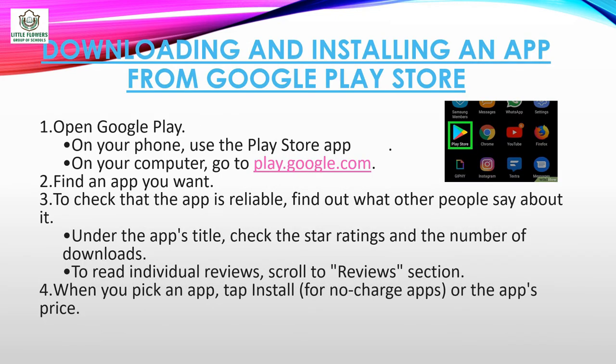Next is downloading and installing an app from Google Play Store. So open Google Play on your phone. Use the Play Store app. The Play Store app is already there in each and every phone. You can open that, or on your computer you can open play.google.com and find an app you want. Any app: gaming app, educational app, social media.